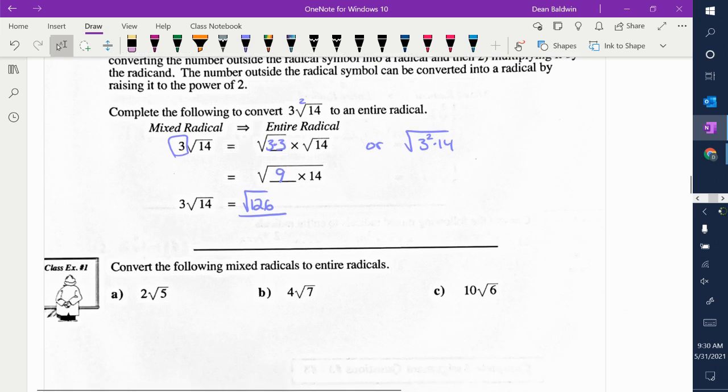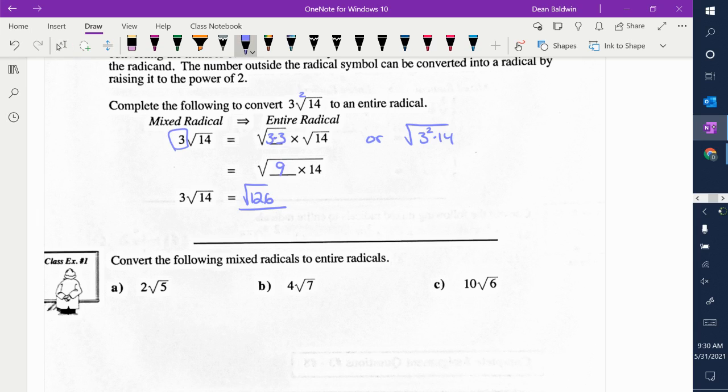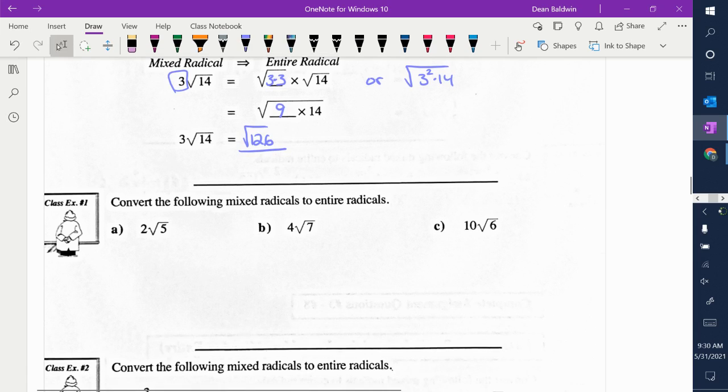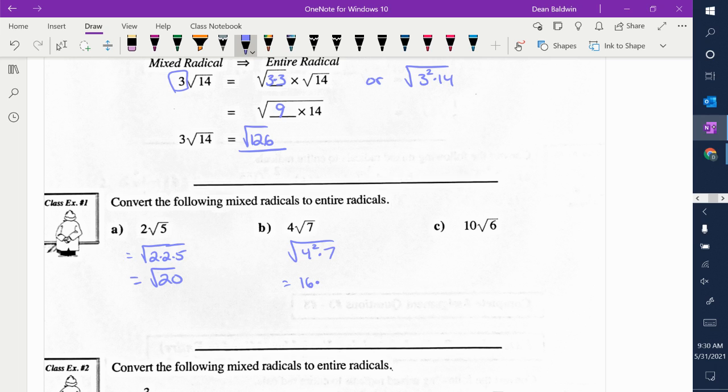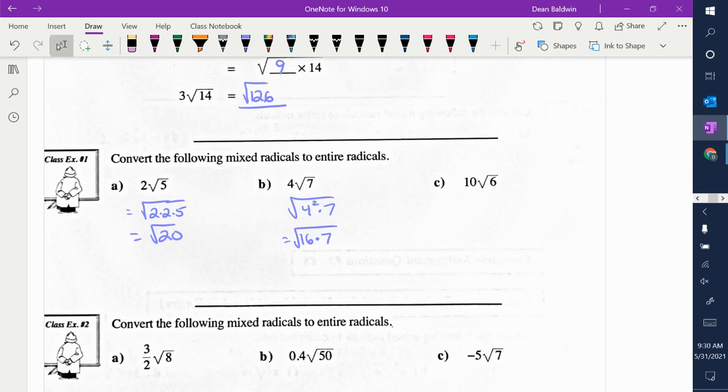So for these 3 here, how many 2s am I putting inside? 2 of them. So I'm going to get 2 times 2 times the 5 that's in there, which is root 20. Next one, I'm putting 2 4s in. So I can write it as 4 squared times 7, which is 16 times 7, which is 112.